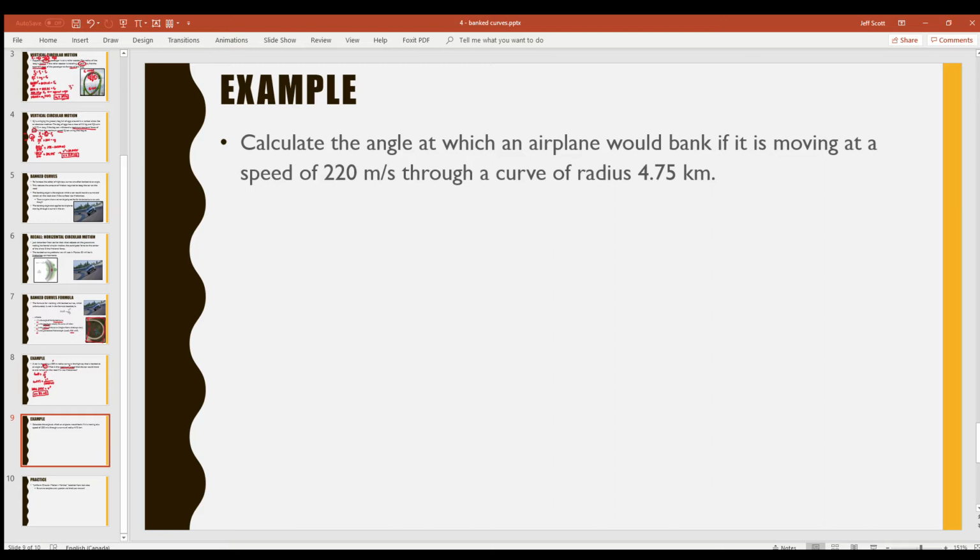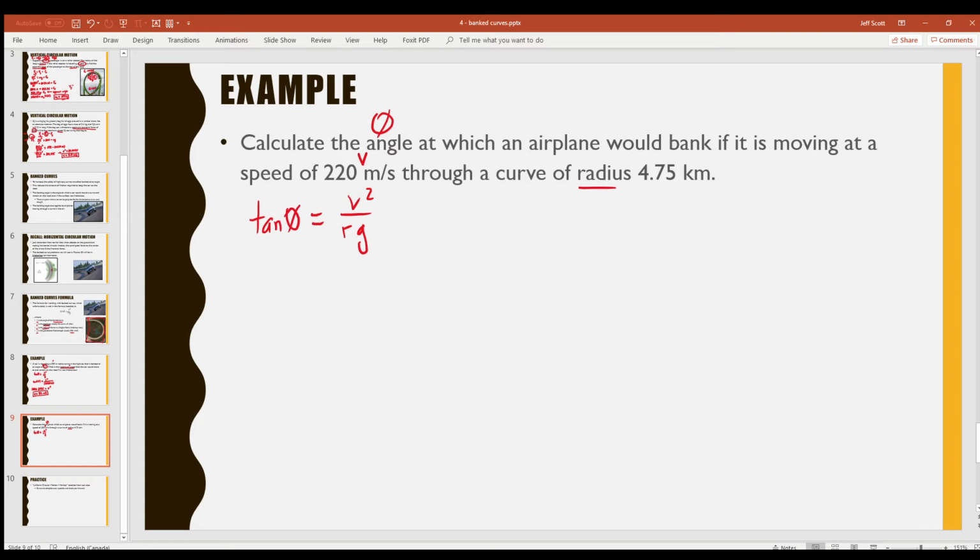Let's write down again our formula that we use for all banked curve problems. Tan theta equals v squared over rg. Notice that we're looking to calculate the angle, so we're looking for theta this time. We know what v is, it's 220 meters per second. And then our radius is given to us as 4.75 kilometers.